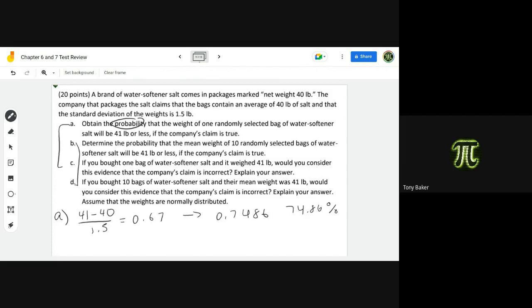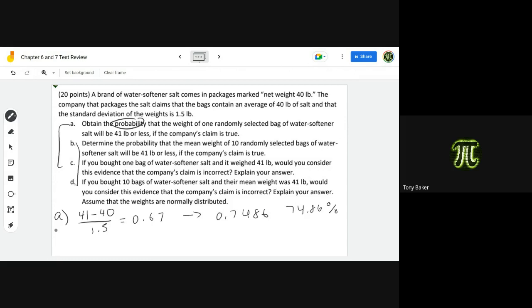So do you think that means their claim is wrong? That the net weight's 40 pounds? No, that's 0.67 standard deviations, well within the range there. All right, and so that's basically A and C.